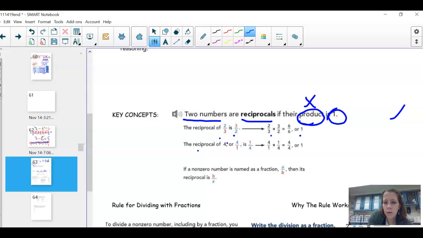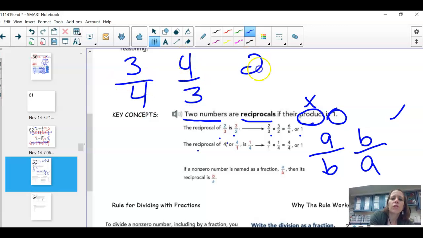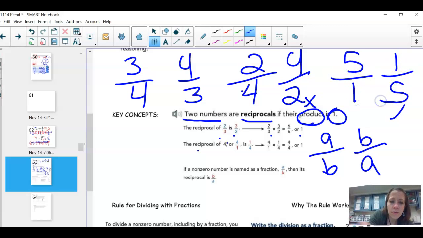So the reciprocal of A over B is B over A. The reciprocal of 3 over 4 is 4 over 3. The reciprocal of 2 over 4 is 4 over 2. Okay? The reciprocal of 5, which is 5 over 1, is 1 over 5.